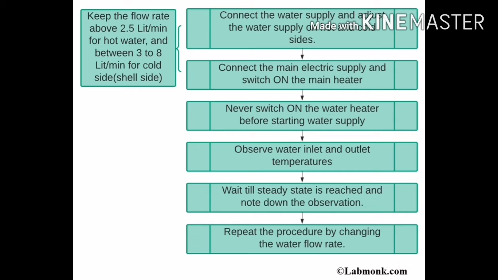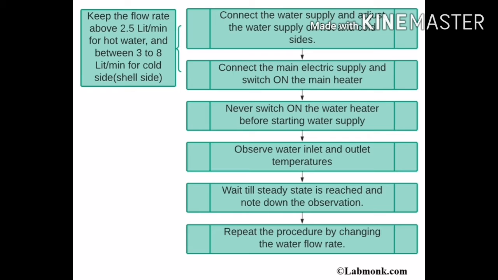We know that in the procedure in testing the heat exchangers in parallel and counterflow, this is the procedure. I'll begin. First of all, start the water supply. Keep the flow rate above 2.5 liters per minute, maybe maximum up to 7 liters per minute for hot water, and between 3 to 8 liters per minute for cold water. Take note of that.